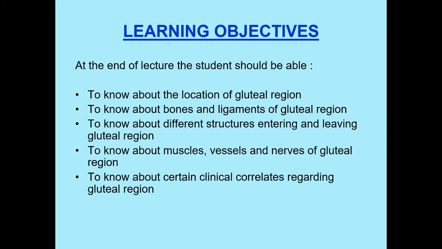Bismillahirrahmanirrahim. Today our topic is we have to discuss about the gluteal region. Our learning objectives are, at the end of lecture, students should be able to know about the location of gluteal region, to know about bones and ligaments of gluteal region, to know about different structures entering and leaving gluteal region, to know about muscles, vessels, and nerves of gluteal region, to know about certain clinical correlates regarding gluteal region.